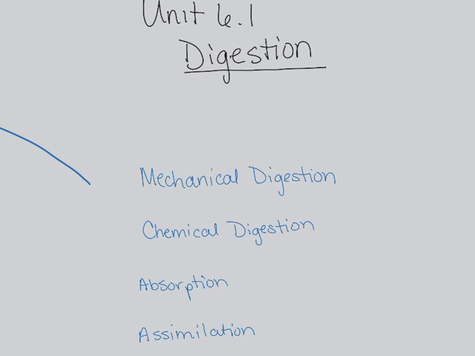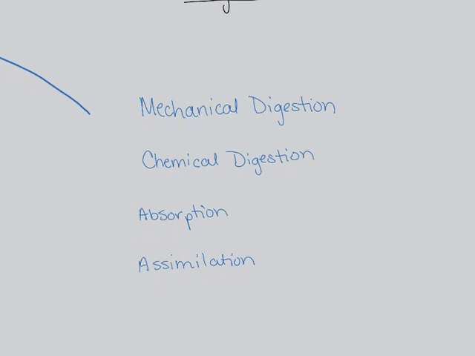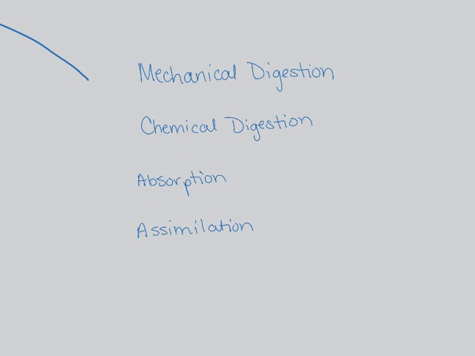For our body to use them, they need to be absorbed into the bloodstream, meaning passing out of the digestive tract and into the blood. And finally, assimilation, where those particles join in to become part of our bodies.